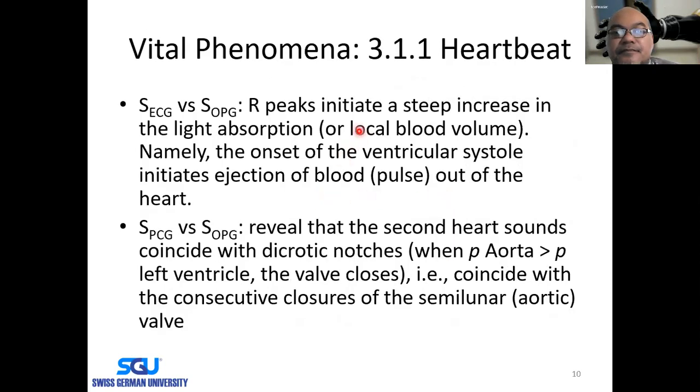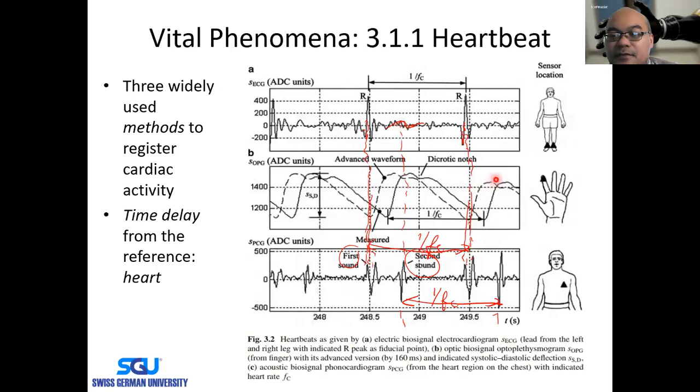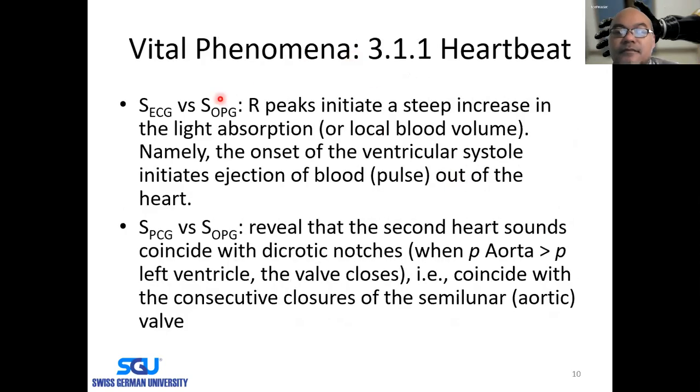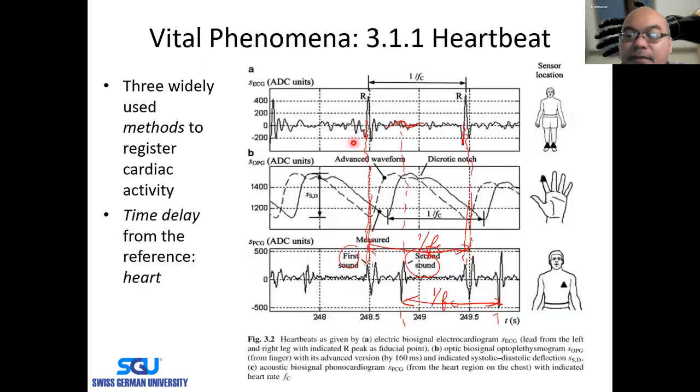R peaks initiate a steep increase in the light absorption, namely the onset of the ventricular systole initiates the ejection of the blood pulse out of the heart. When the blood pulse comes out of the heart, it flows into the vessel system containing oxygen-rich blood, and this oxygen absorbs the red wavelength in the optoplethysmograph. This is what is measured here as the peak in absorption.